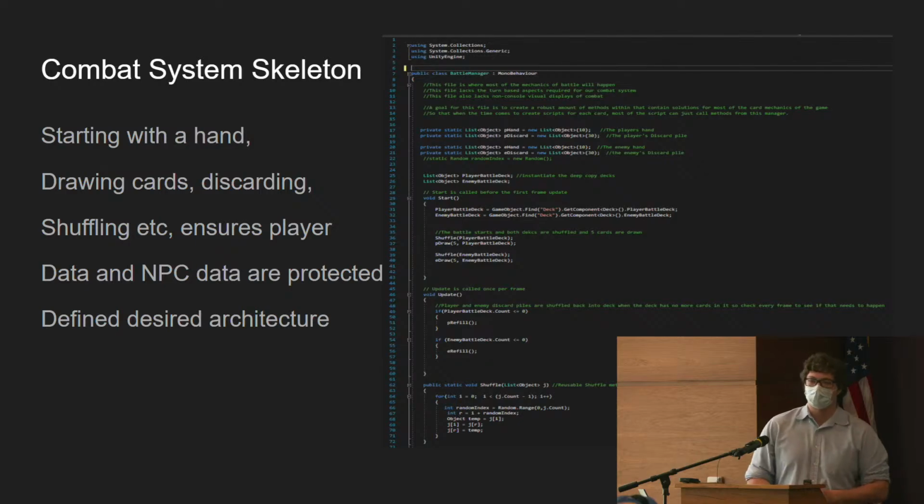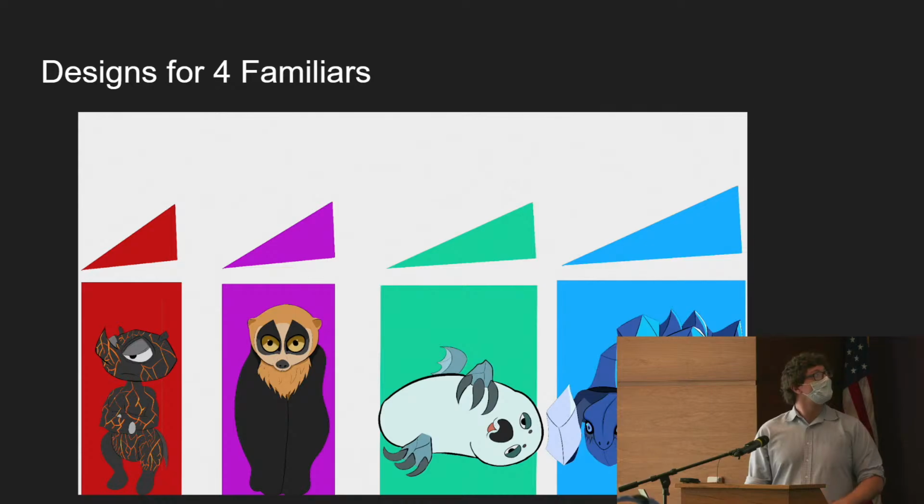This is just a brief overview of what I did coding-wise. It's not much, it's just methods to shuffle, to hold a hand, to discard, to reshuffle your deck after you're done, things like that, and just some architectural stuff that I wanted in the game. And these are the 4 final designs for the familiars that I drew out for the game.